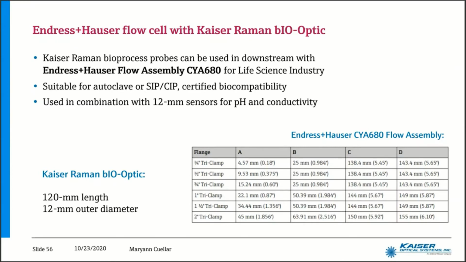Our 120 millimeter length bio-optic fits into this flow cell assembly without modification, and the sizes range from 1/4 inch up to 2 inch tri-clamp connectors. This setup does have some limitations with speed and detection limits for early DSP steps, but it's a great option for fast inline measurements of protein concentration in later downstream operations like UFDF. It's also just a nice option for getting started on investigating inline Raman opportunities for flow paths.